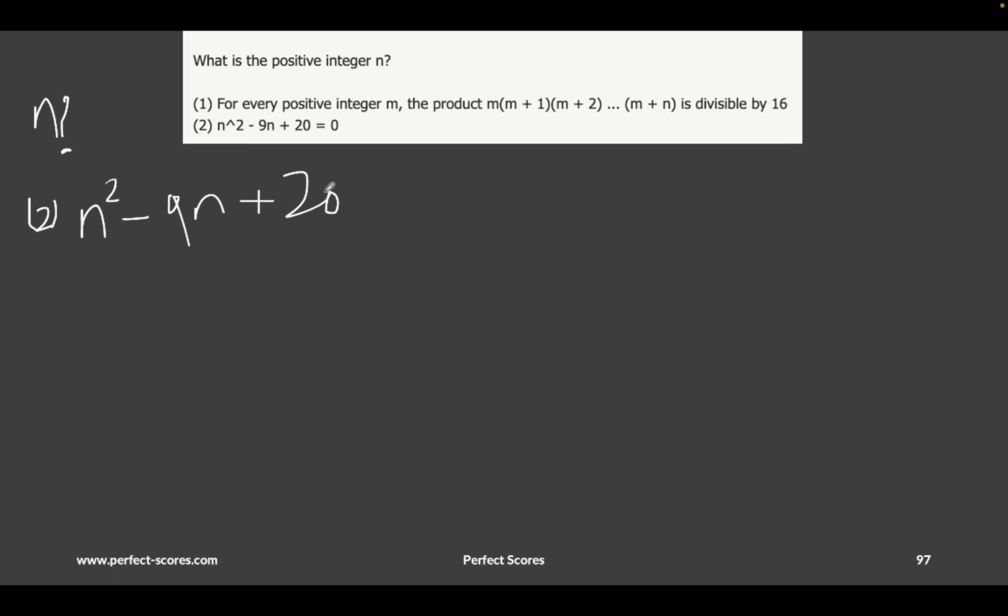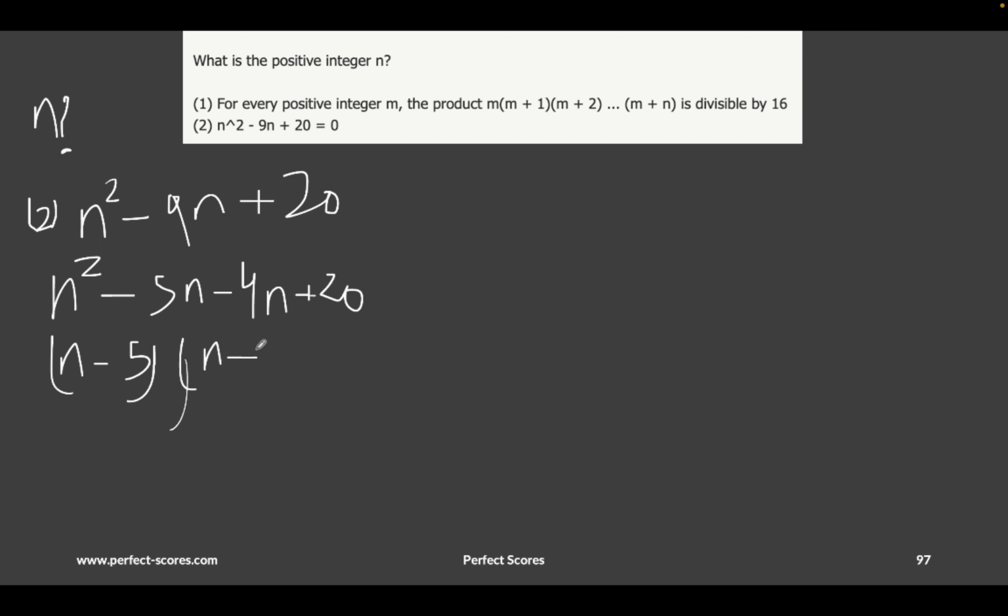So if I solve this quadratic equation, I can clearly see that the factors are 5 and 4. So if I solve this, I get (n minus 5) times (n minus 4) is equal to 0. So that means n is either 5 or 4, which is clearly insufficient because I get two different values of n. But this helps me in statement 1. This is going to help me in statement 1.